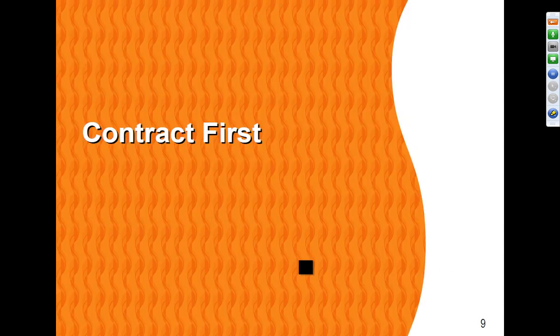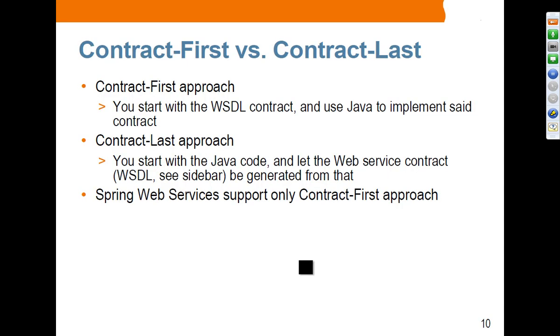Okay, so let's talk about the concept of contract first. There are two different ways or approaches for building web services. One is the contract-first approach, and the other one is the contract-last approach. In the contract-first approach, sometimes called top-down design, you start with a WSDL document, a web services description language document, and then you create Java code from it. So you define the WSDL as a contract first, and then you create the Java code from it. Okay, so that's the contract-first approach, and that's what Spring supports.